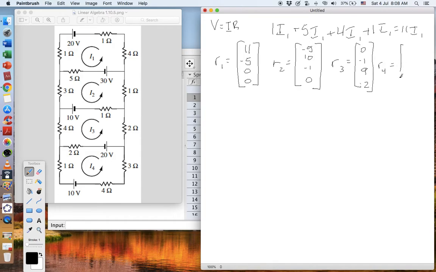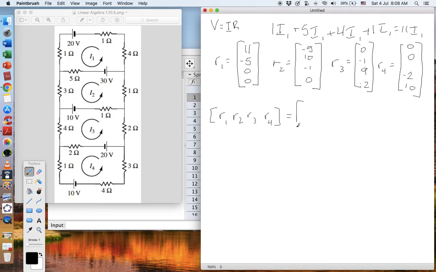Finally, R4. Well, R4 doesn't touch R1 or R2. We've got 2 plus 1 is 3, plus 4 is 7, plus 3 is 10. So down at the bottom, we're going to put 10. And then I4 and I3 share one resistor, so we'll put a negative 2 there, because again, those currents are going in opposite directions. And so in order to solve this problem, we've got R1, R2, R3, R4.